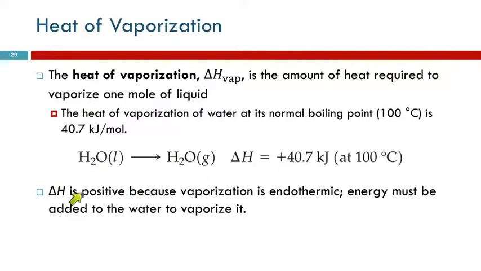So we can write this as a chemical equation and say H2O liquid going to H2O gas, that the enthalpy or heat involved is 40.7 kilojoules. When it's written this way, this is kilojoules per molar amounts as written in the equation. So here it's one mole, so this is per one mole. It's positive because it's an endothermic process. You have to put the energy into it to have this happen.